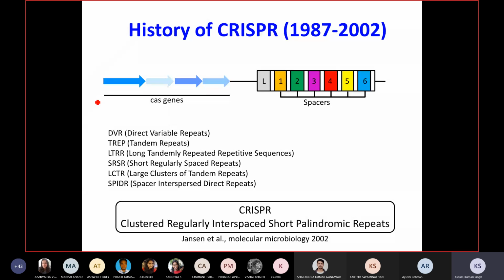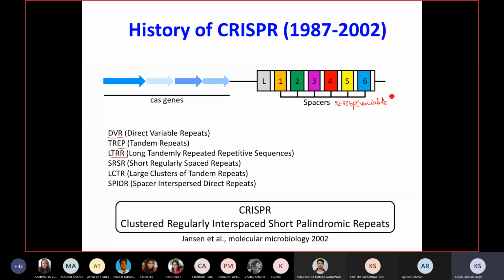For example, one group named it DVR for direct variable repeats. Then you have TREP for tandem repeats. You have LTR for long tandemly repeated repetitive sequences, and the list goes on. So basically what you see here are your spacers, which are highly conserved in size, and these spacers are variable regions. We have seen them 32 to 33 base pairs long, and these are highly variable sequences, right?